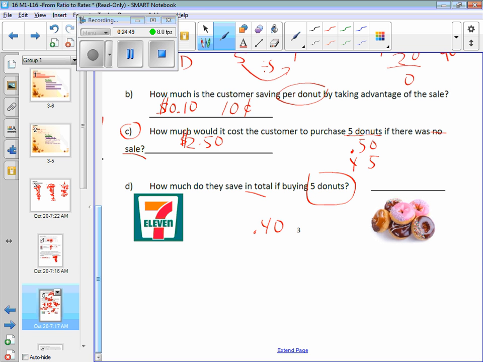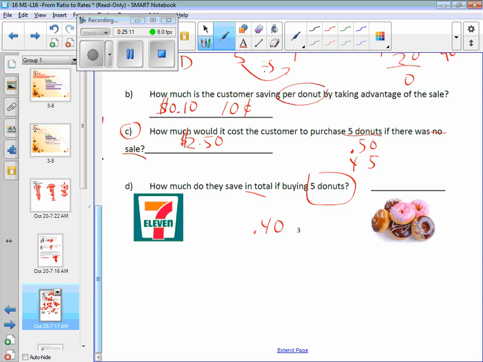Okay, so each donut, when you save money, is 40 cents. So you're saving 10 cents per donut, and there are 5 donuts. So 10 cents times 5 would be 50 cents. So run it by me one more time.